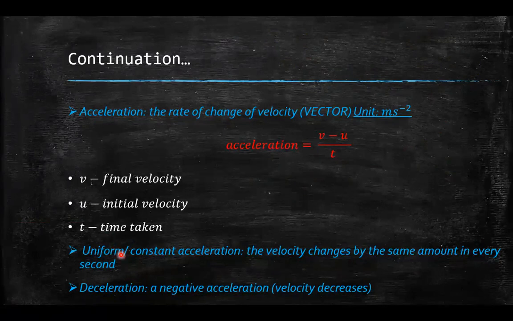Right, on to this now. Uniform, like I said, uniform means constant. Constant means it's staying the same, right? So if I have a constant acceleration, aka a uniform acceleration, that means that it's the same acceleration. The velocity changes by the same amount in every second. So what does that mean?